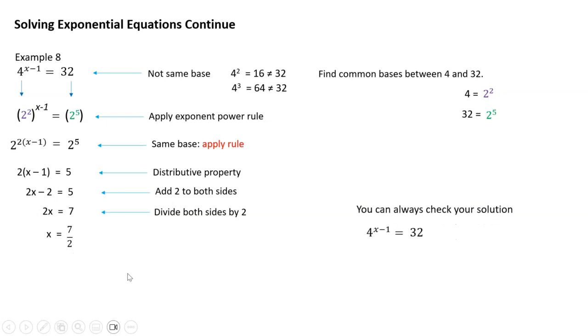Again, we can always check our work. So let's plug in 7 over 2 for the x. 7 over 2 minus 1 will give us 5 over 2. Now again, 4 to the 5 halves, we can plug it into the calculator or apply the rule going from exponent to radical. But here, guys, all we do is plug into the calculator, so it is going to give us 32. You can always check your work as we go along. So 32 on the left side, 32 on the right side, so we know that's my solution.